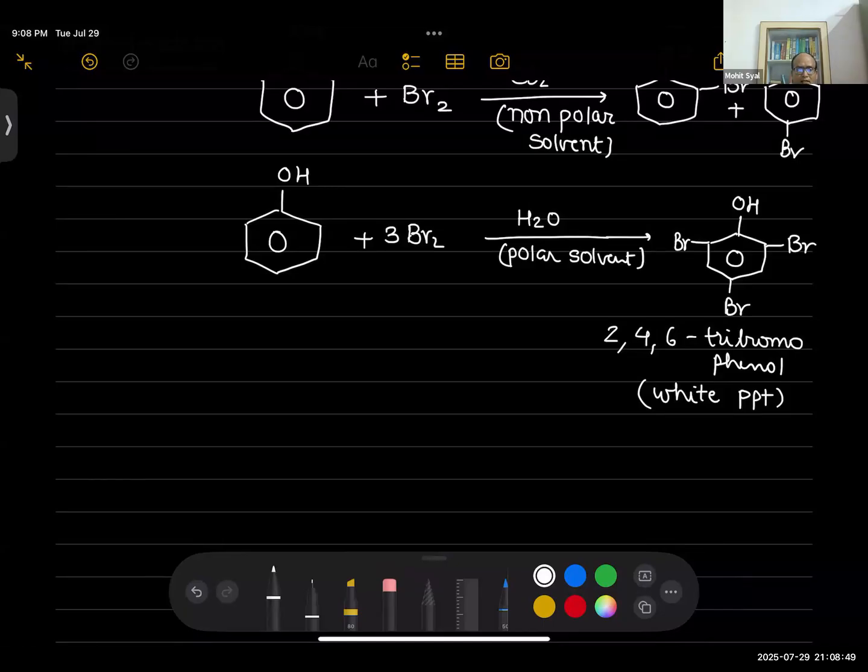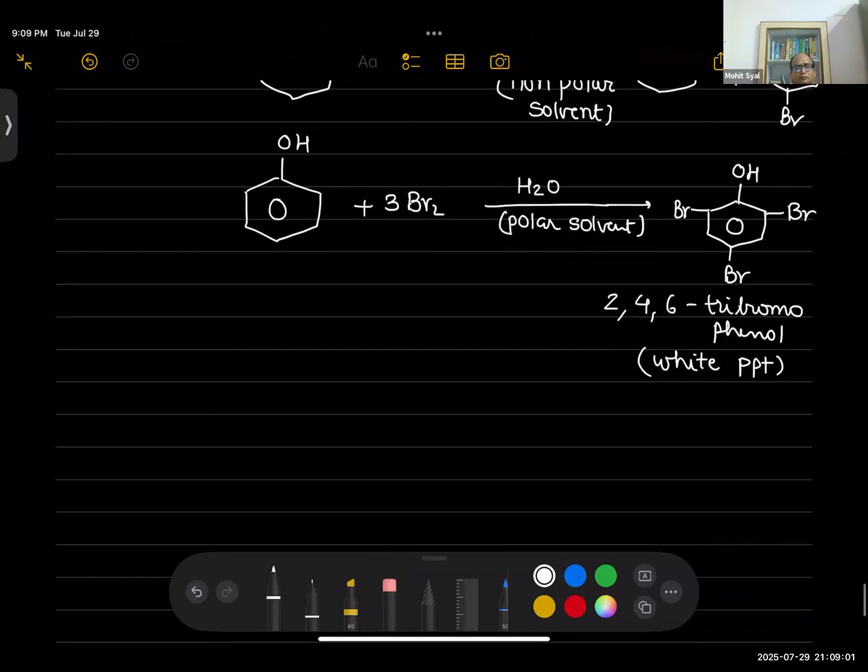Ibrahim, Aisha, Jasleen, Marwa, tell me quickly what happened. Am I audible to everyone? So why do you end up with the bromine getting attached? Ibrahim, tell me quickly. What's the reason? With water, what happened? It is a polar solvent. So polar solvent, what will it do?